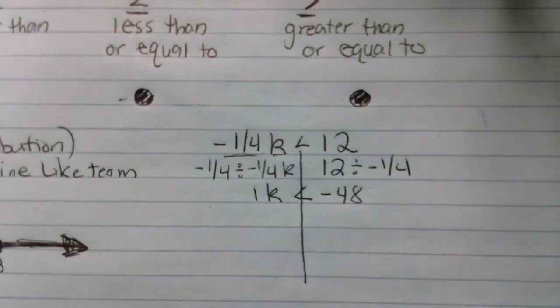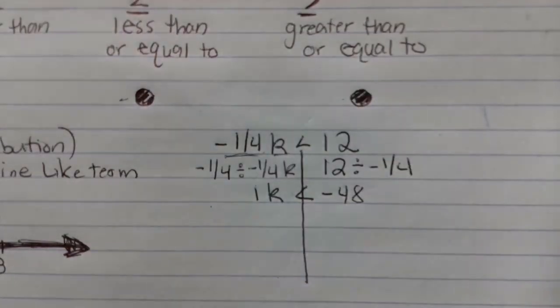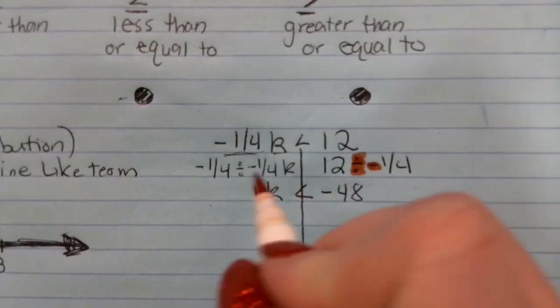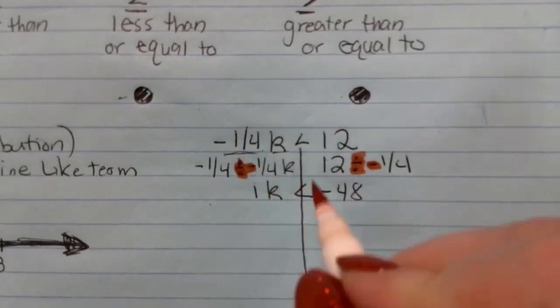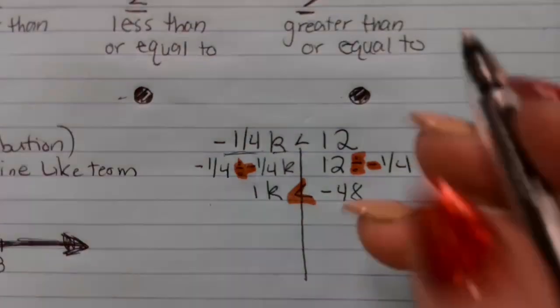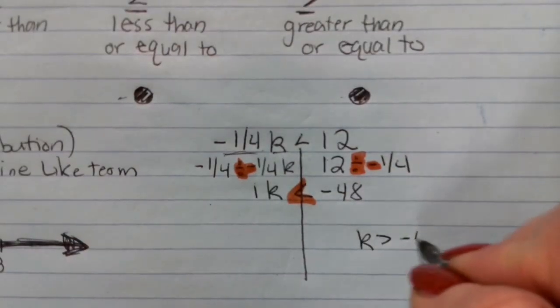Now the problem when we solve an inequality is if we multiply or divide by a negative, a big red alarm should go off in your head that says, oh no, I need to flip the sign. So anytime you multiply or divide by a negative, like I'm showing you right here, you flip the inequality sign. So our final answer is actually going to be k is greater than negative 48.